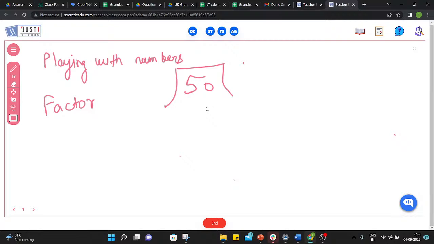Because it is an even number, and all even numbers are divisible by 2. What do I mean by divisible? Divisible means, if you divide a number by another number, that number will be called divisible only if after division it leaves no remainder. If the remainder is 0 after dividing a number by another number, that means the number is completely divisible.